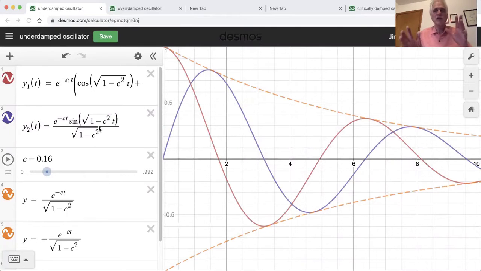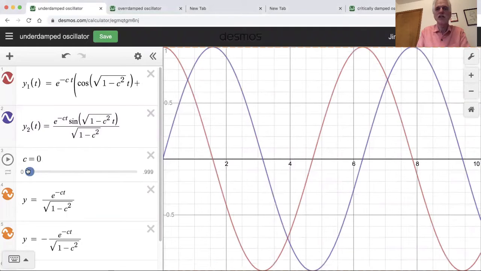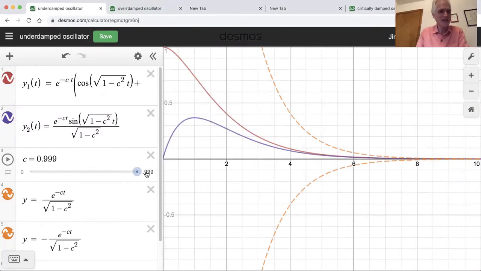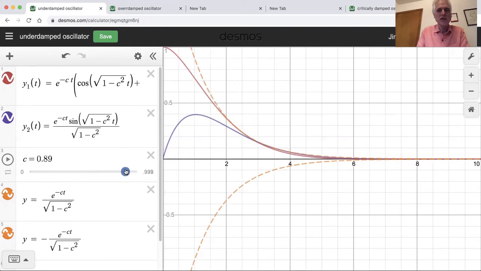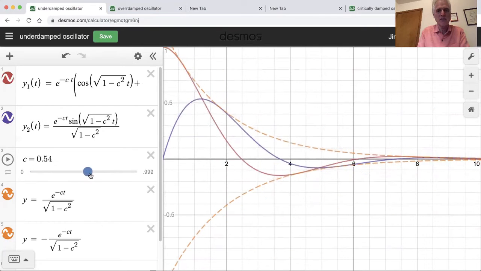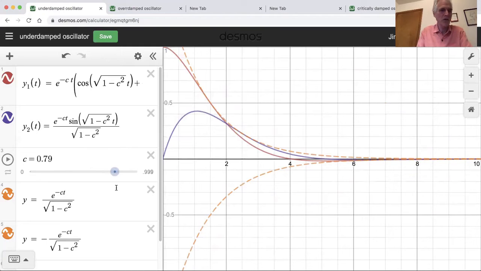Now, I'm using the C1, C2 form of the solutions rather than the R delta because it's easier to satisfy initial conditions that way. But it has a slider here that will allow me to change the friction anywhere from undamped to almost critically damped, 0.999, so almost 1. So you notice that the period gets bigger as C increases. And then, of course, there's this envelope that decays quite quickly.